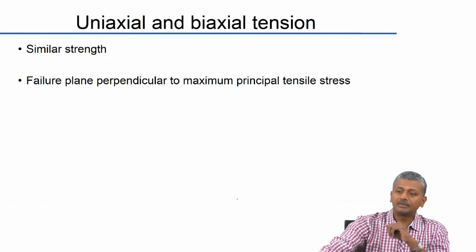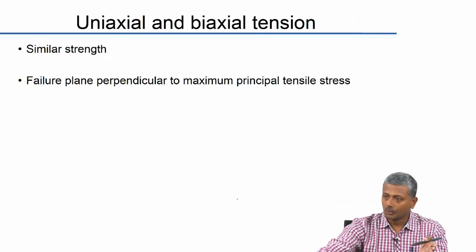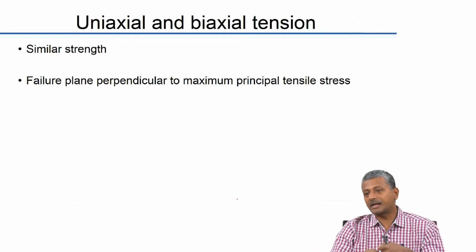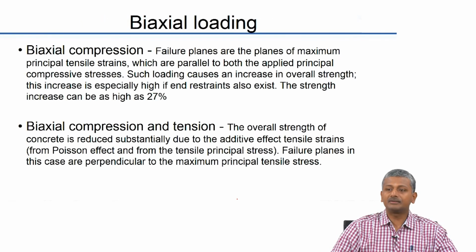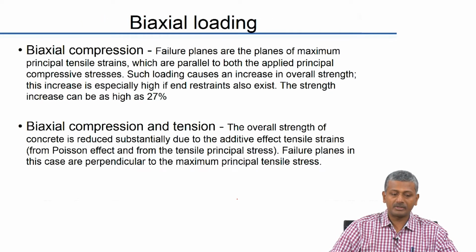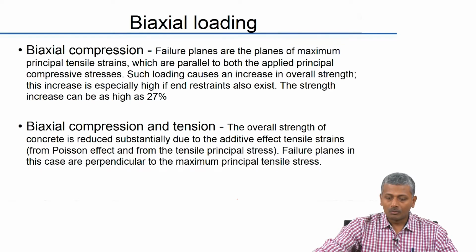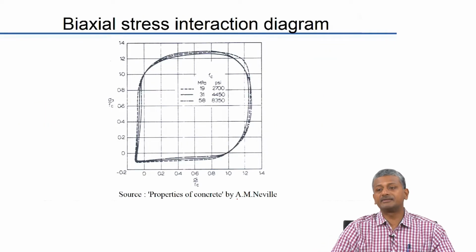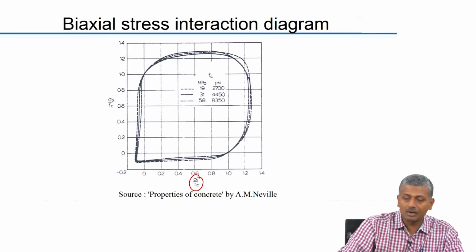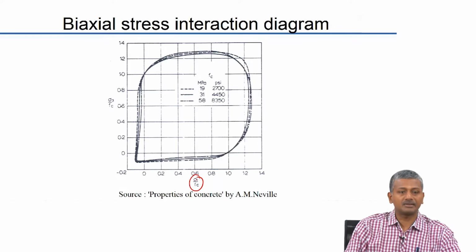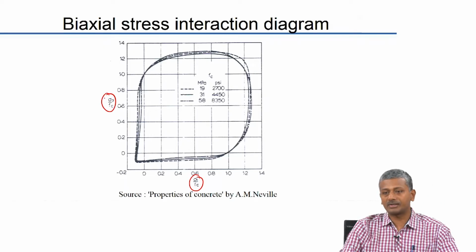In biaxial tension you get a strength which is quite similar to uniaxial tension, because the values are already quite low and you have the cracks forming perpendicular to the plane of maximum tensile stress. Now, the biaxial case is where you get very interesting combinations of biaxial compression and tension. So, in this case researchers look at the biaxial stress interaction diagram, which plots the stress along one direction as a function of the uniaxial strength Fc, and the stress along the other direction as a function of the uniaxial strength Fc.